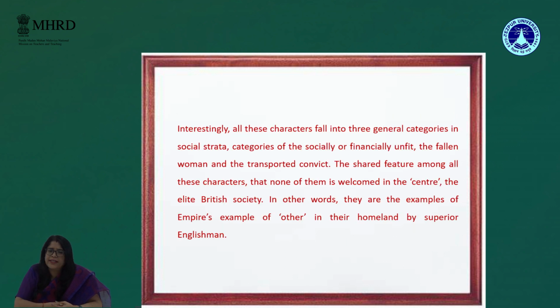Interestingly, all these characters fall into three general categories in social strata: the socially or financially unfit, the fallen woman, and the transported convict. The shared feature among all these characters is that none of them is welcomed in the center, the elite British society. In other words, they are examples of the Empire's other, which we have already talked about, in their homeland, regarded by superior Englishmen. These are also the people who are considered a stigma in decent English society, and therefore need to be erased.